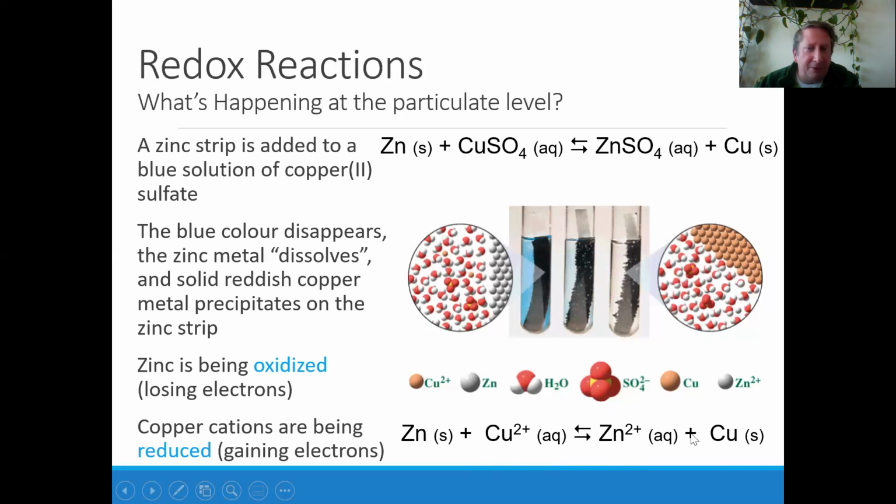So when you put those oxidation states in, it becomes evident that the zinc is being oxidized in this reaction. Zinc is losing 2 electrons for each atom, while the copper 2 plus ions are being reduced.